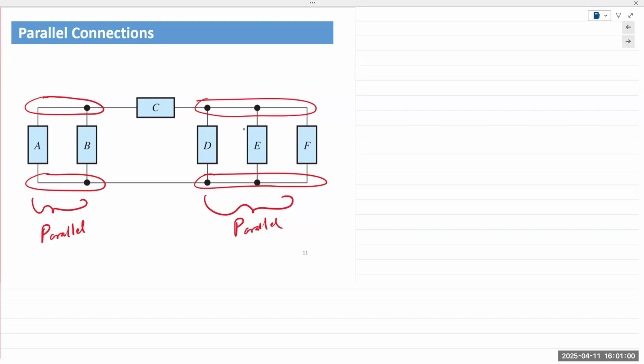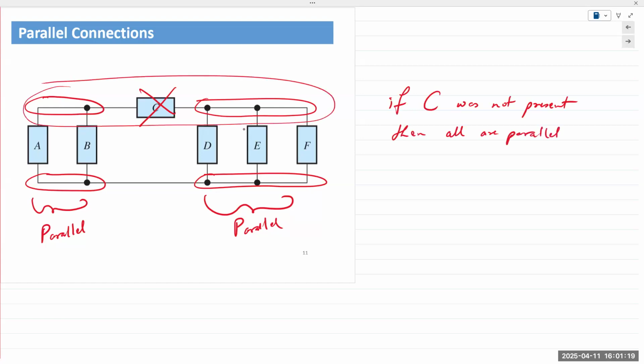So if C was not present, then all of them would be in parallel because they would be sharing the same node at the top and at the bottom. Okay. That makes sense to everyone. Right? If C was not present, then A, B, D, E, F would all be in parallel because the connection would not be interrupted.